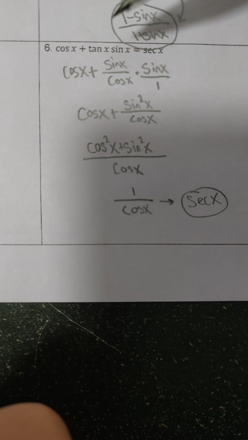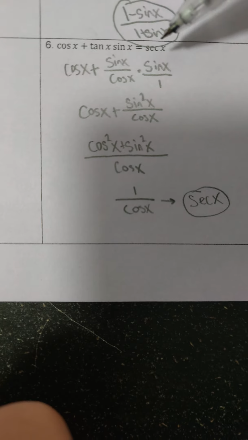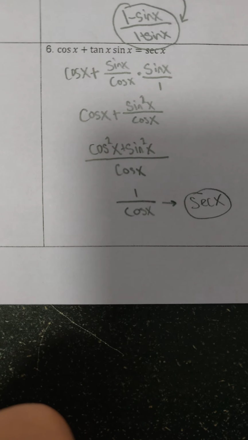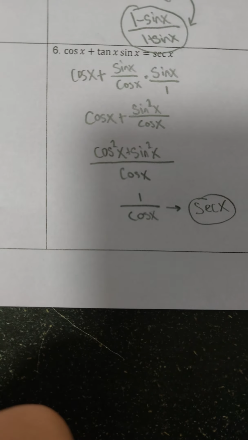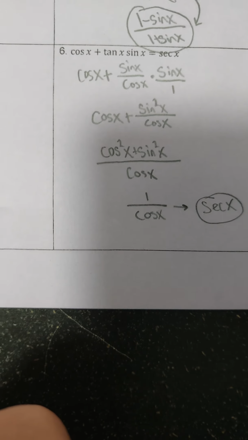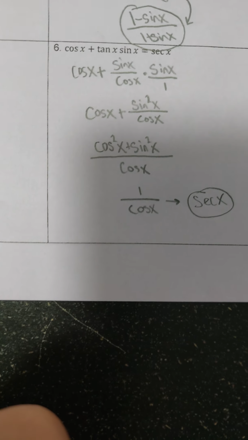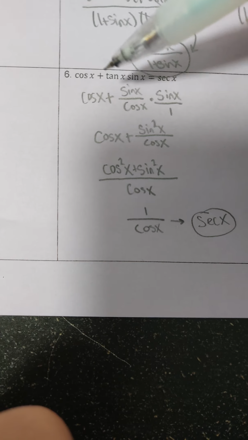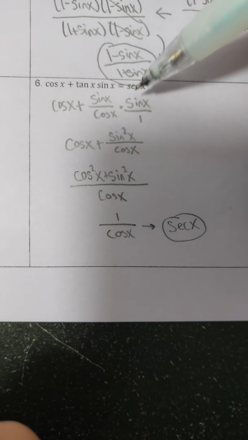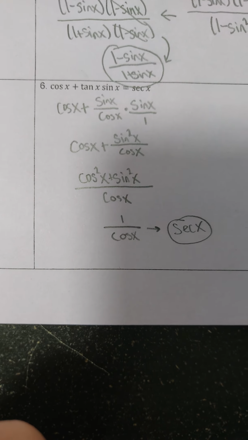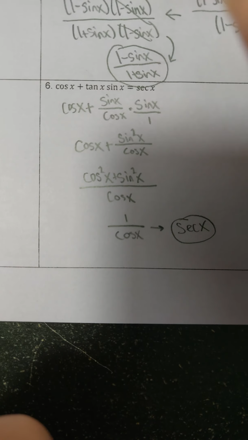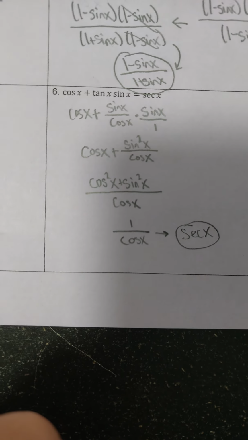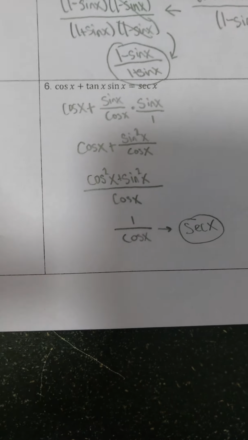All right, cosine x plus tan x times sine x equals secant x. Secant x is the same thing as 1 over cosine x. Tan is probably a big thing you don't want to keep in your answer, because it's not in the answer. Cotangent's nowhere to be seen there. And besides, in most cases, you're probably going to want to convert tan and cotangent into their respective sines and cosines, as well as secant and cosecant.